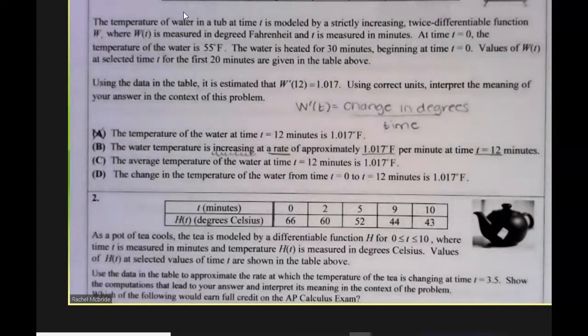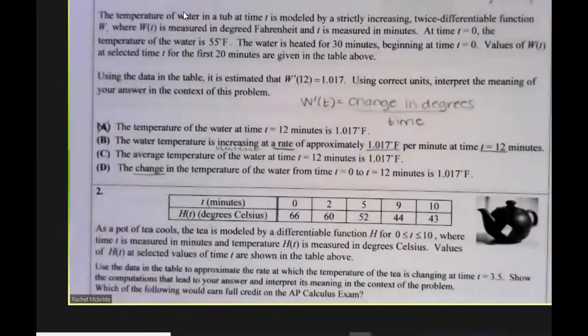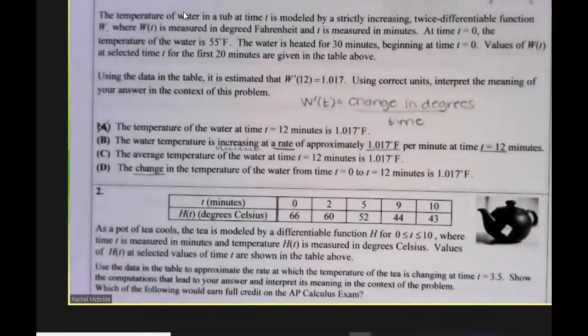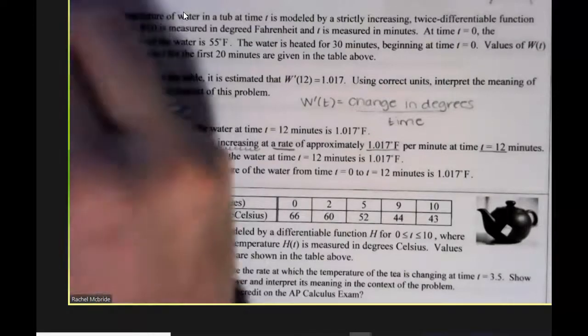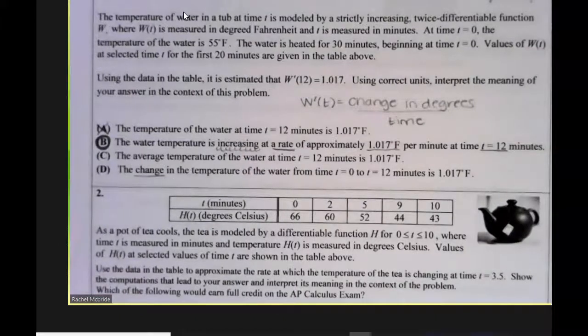The average temperature, well, W prime of 12 isn't average. That would be the slope of the secant. So it's not the average. And then the change, so I do like the word change, in the temperature of the water from 0 to 12 is 1.017. That would represent, again, the slope of the secant, not the instantaneous. So it's letter B.